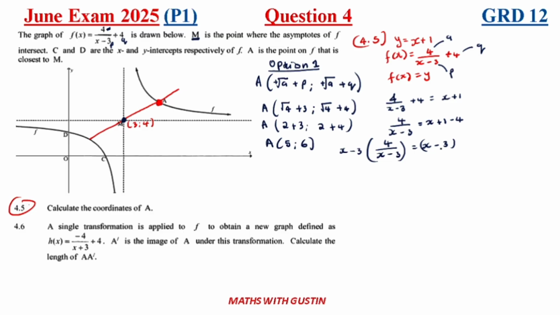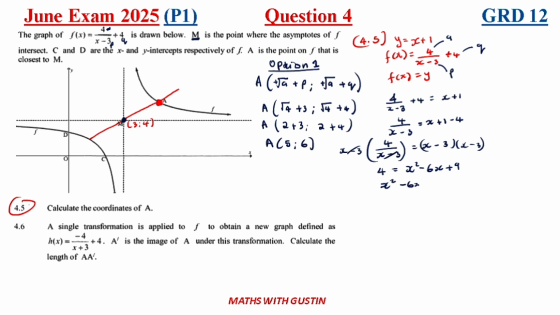Then I can also multiply this side with x minus 3. This x minus 3 and this one would cancel out. I'm left with 4 is equal to, then I might also remove the bracket here. I'm gonna move a little bit quick here, guys, so that you guys can just double check my mathematics.